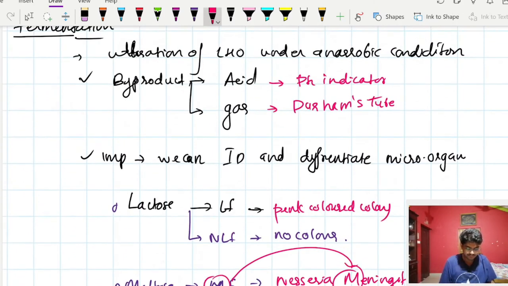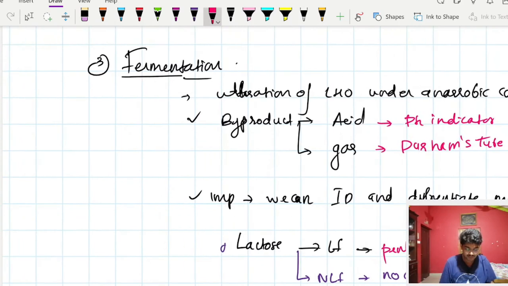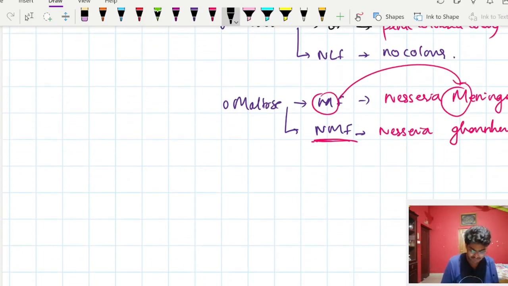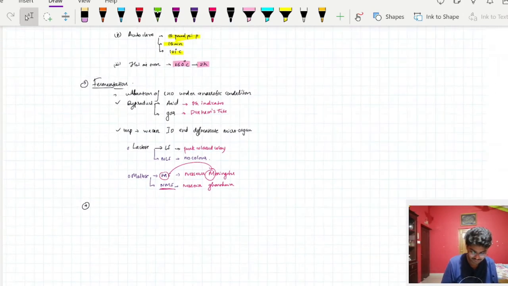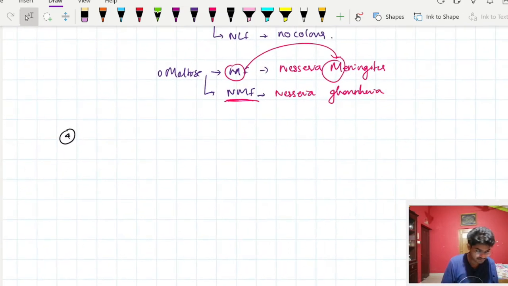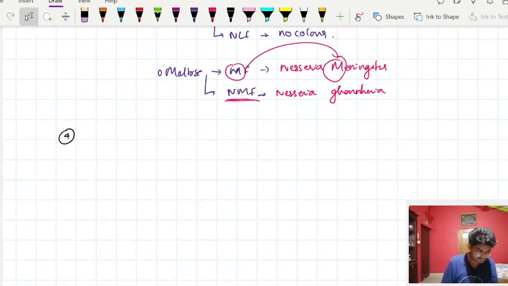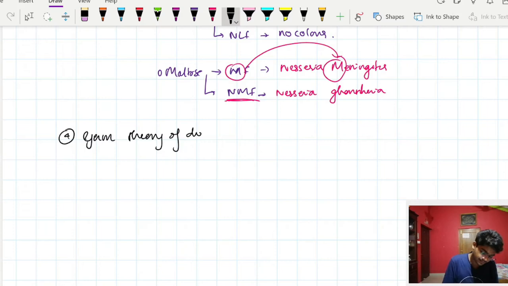So this is the third innovation by Louis Pasteur. Then the fourth innovation by Louis Pasteur is nothing other than germ theory of disease. It means he states that germ theory of disease states that the disease is caused by germ, that's all.